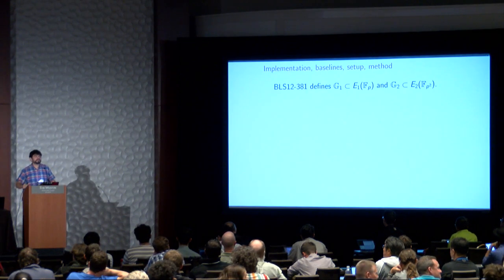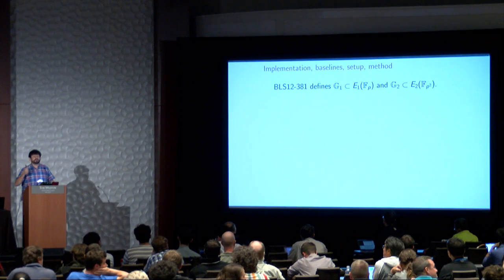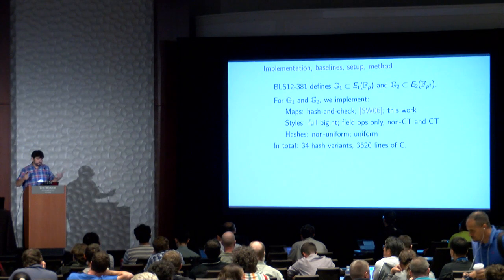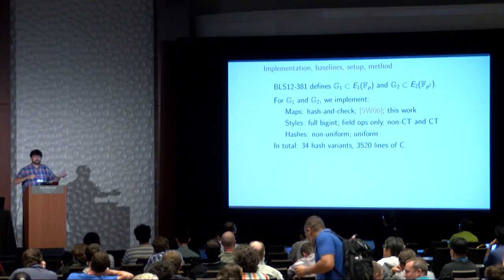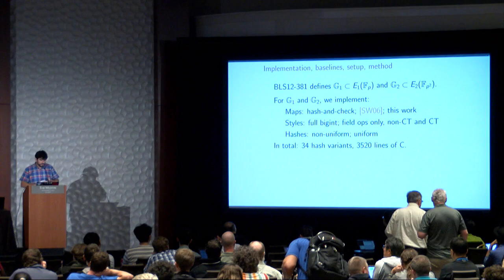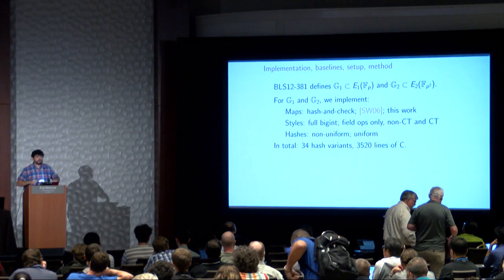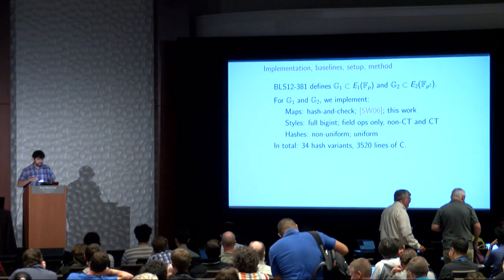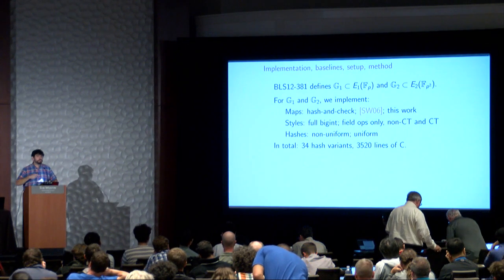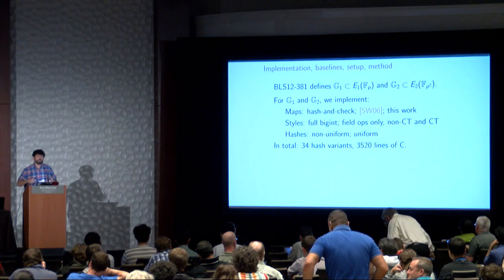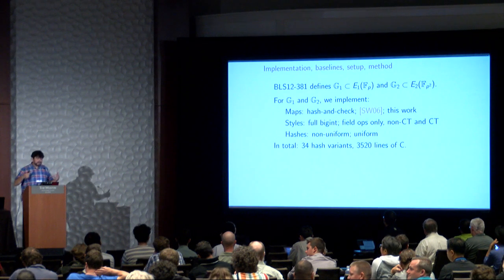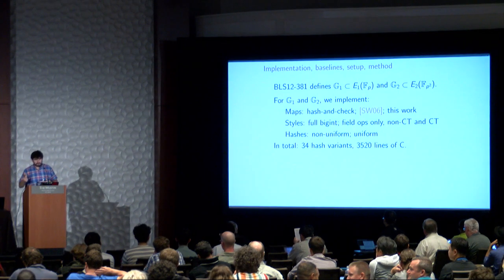Okay, so we implemented hashes to BLS12-381. That's a pairing-friendly curve, which means that it actually defines two groups, and we implemented for both groups. We actually implemented a bunch of different stuff. So we implemented hash and check, Shallue and van de Woestijne, and Icart, and for each of those, we implemented a few different styles. We implemented one that uses libgmp and sort of full generality, one that uses only field operations but is not constant time, one that uses field operations and is constant time, and then we also looked at non-uniform hashing and uniform hashing and all this.